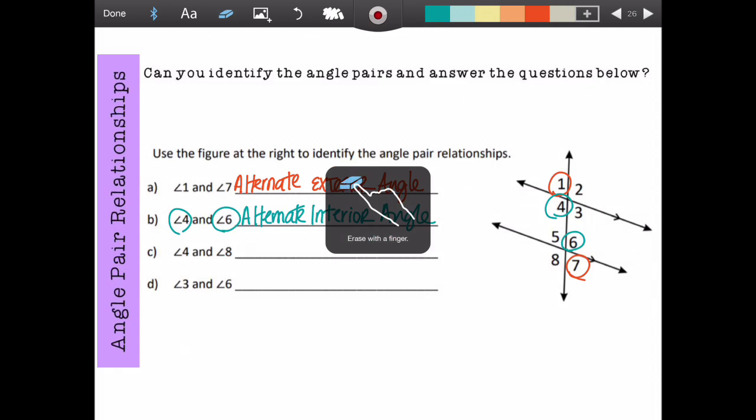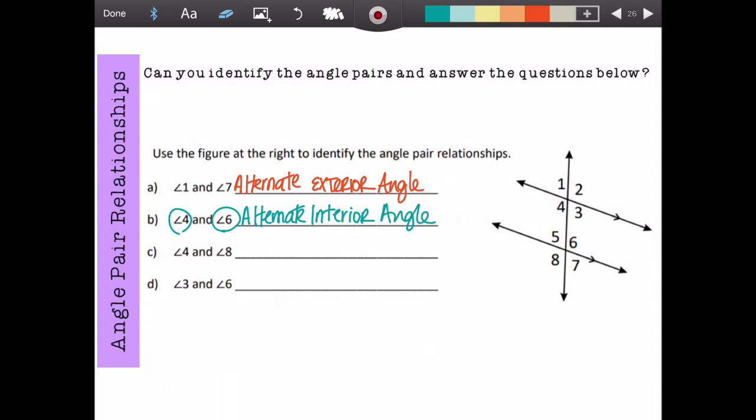Okay, the next set that they want us to look at, and I'm going to erase these, is angle 4 and angle 8. All right, so angle 4 is here, angle 8 is here. Here they're on the same side of the transversal, but one is in between the parallel lines and one is on the outside, or exterior. So hopefully, if you had your notes and you were looking at it, you chose corresponding angles, okay? Because again, same side of the transversal, but one is on the interior and one is on the exterior.